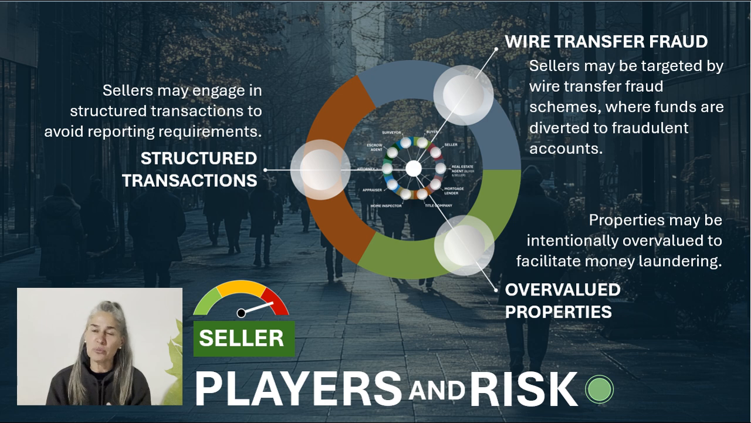Why would a seller represent a high risk? Due to structured transactions. Sellers may engage in structured transactions to avoid reporting requirements. We may also see the presence of wire transfer fraud. Sellers may be targeted by wire transfer fraud schemes where funds are diverted to fraudulent accounts. And we may see the presence of overvalued properties, where properties may be intentionally overvalued to facilitate money laundering.